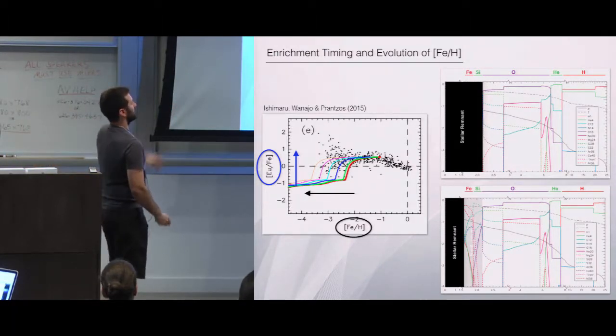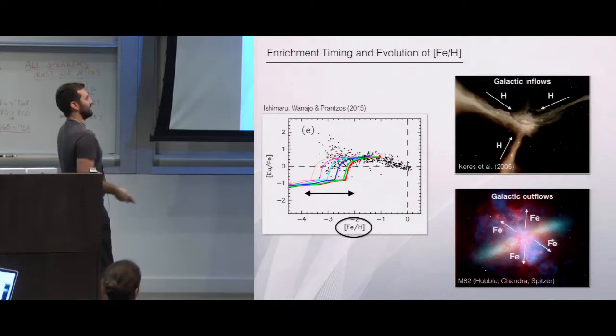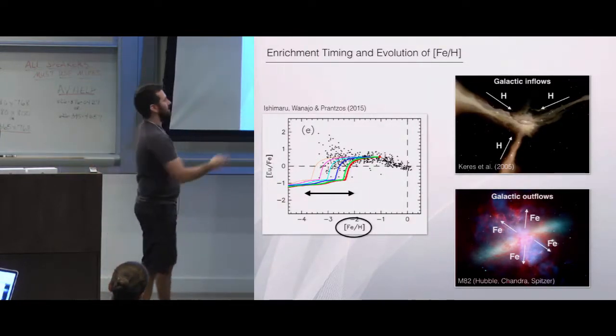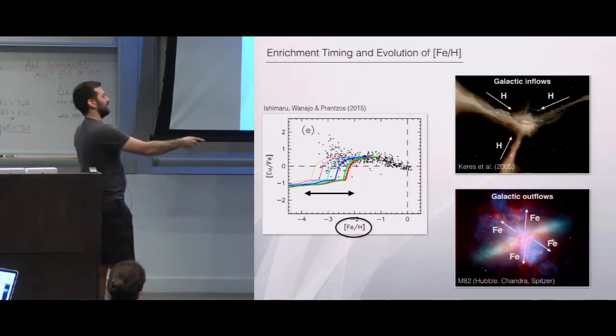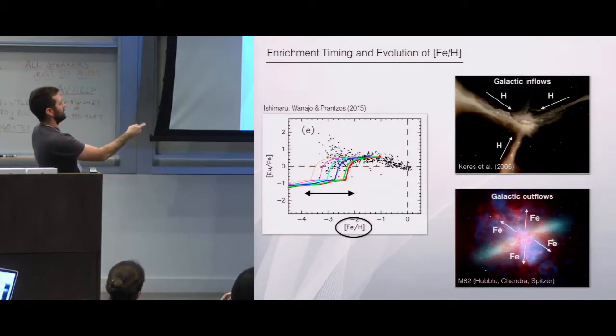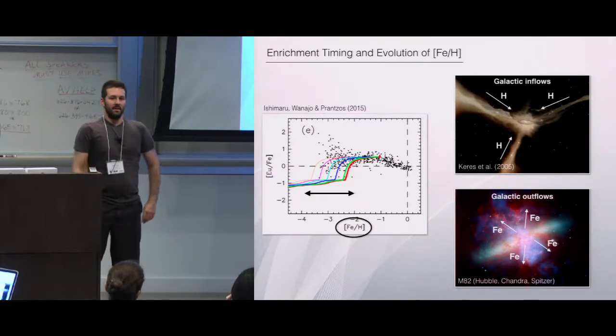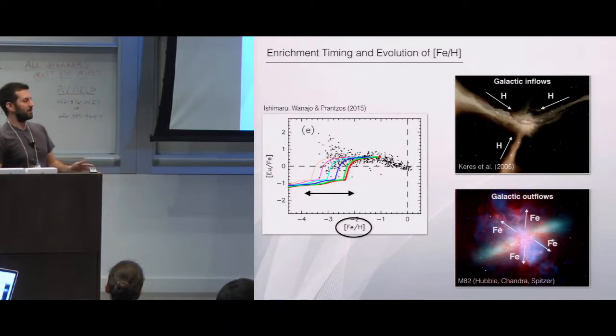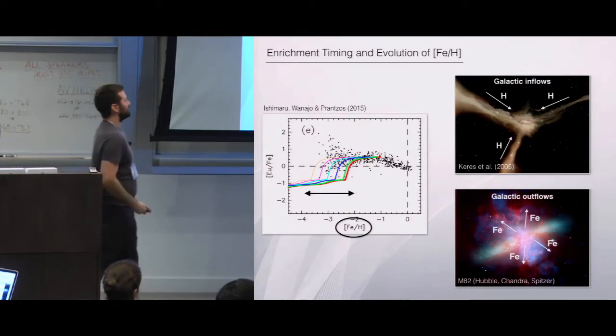If that is not confusing enough, you also have galactic inflows and outflows, and depending on how these processes are occurring in the galaxy, you will add more or less hydrogen, expel more or less iron, and then you will be able to create this sort of shift again. So the bottom line is, in this field, there's a ton of degeneracy. It is pretty complicated to make sure that we have the right interpretation.